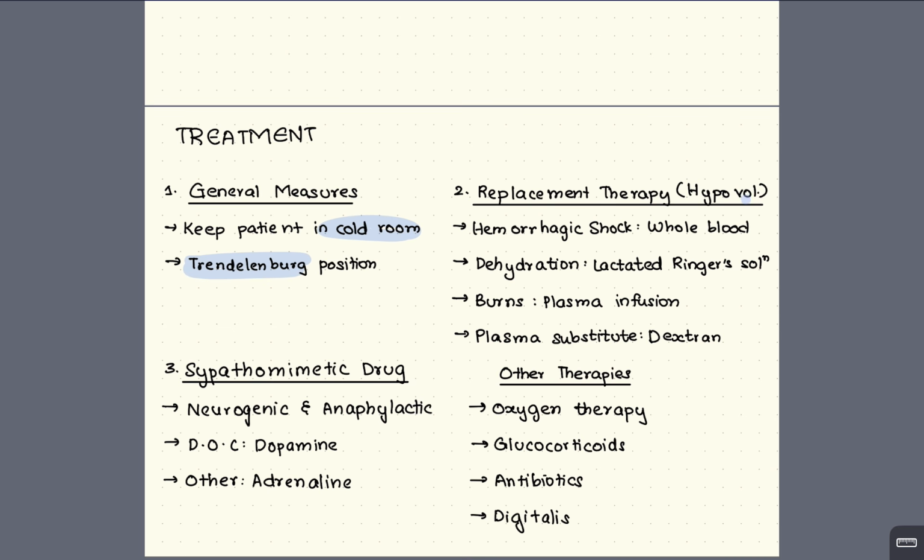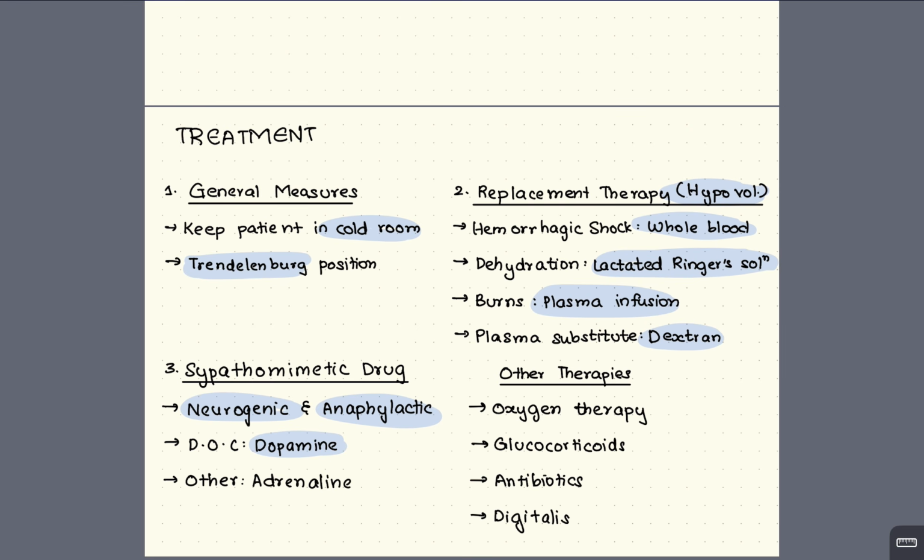Now, replacement therapy. This replacement therapy is usually used for hypovolemia. So if it's hemorrhagic shock, there's a whole blood transfusion. If it's dehydration, lactated Ringer's solution is given. If there are burns, plasma infusion is given, and the plasma substitute is dextran. Next is sympathomimetic drugs. These are usually used for neurogenic and anaphylactic shock, and they're not of much use in hypovolemic shock. The drug of choice is dopamine, and other drugs include adrenaline. Other therapies are oxygen therapy, glucocorticoid therapy, antibiotics, and digitalis.